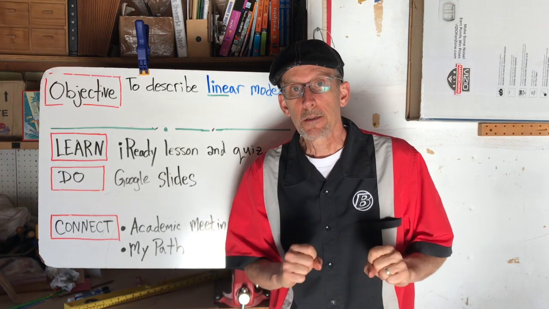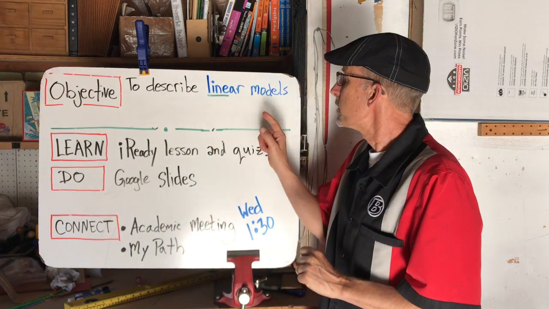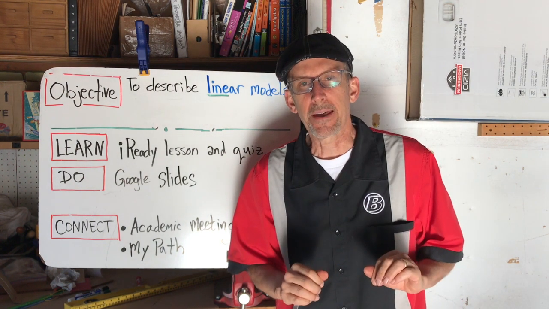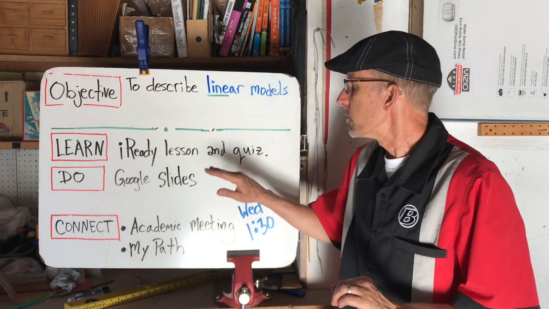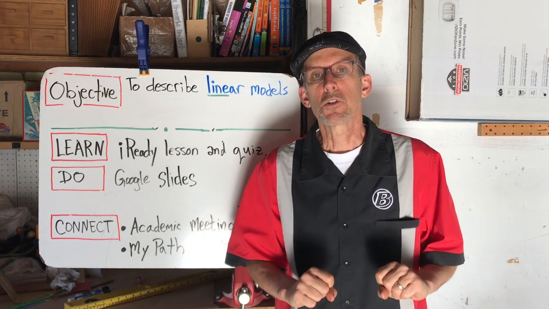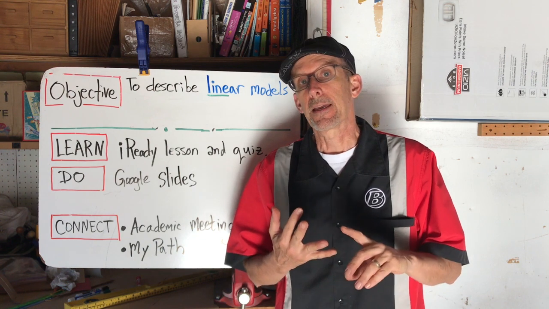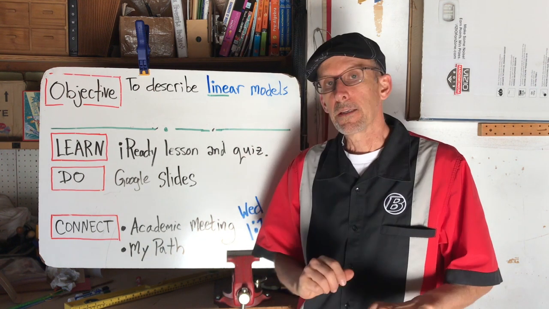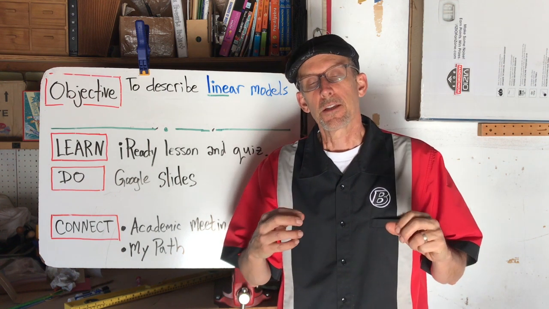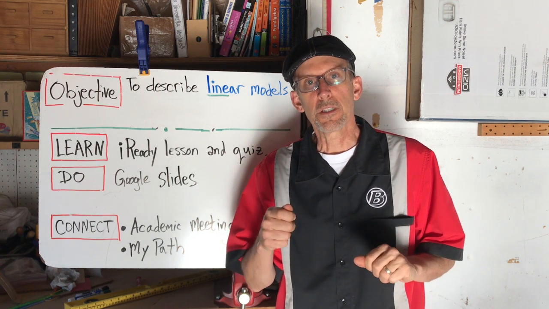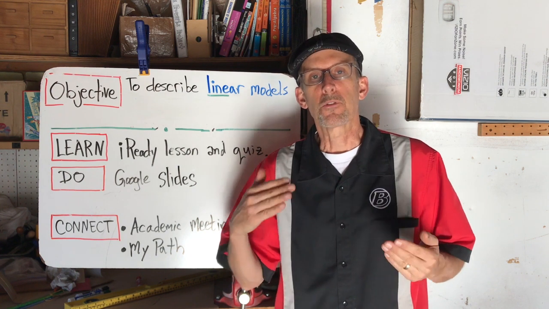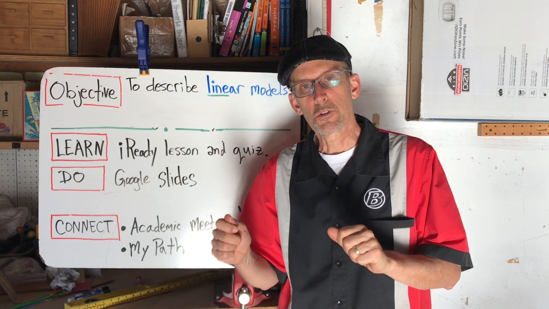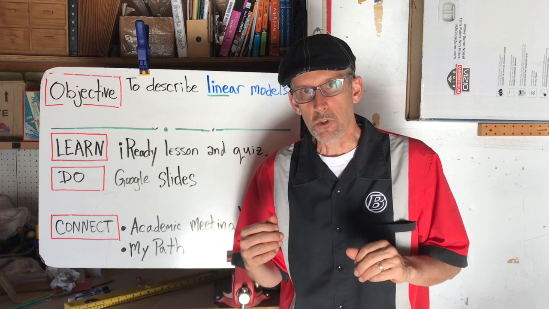Okay, so this week your objective is to describe linear models. We'll say a little more about that in just a moment here. Your Learn activity this week is to complete an iReady lesson and quiz. Your Do task is some Google Slides that you'll have to download from Schoology, complete, and then submit through Schoology. So make sure you access them through Schoology and you submit them through Schoology.